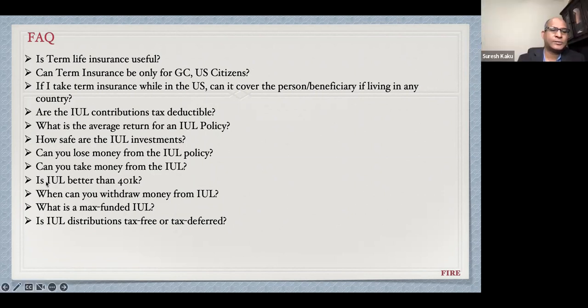So I can take this question. Is IUL better than 401k? These are two different vehicles. 401k is tax deferred. And in 401k, it is always better to contribute at least up to the company match, because most companies give a dollar-to-dollar match, like up to 6% of the salary. Up to that 6%, it is better to contribute to 401k because you're getting 100% ROI right off the bat.